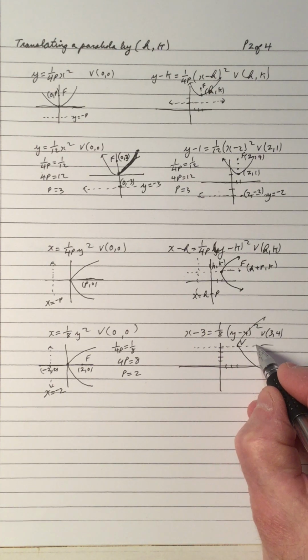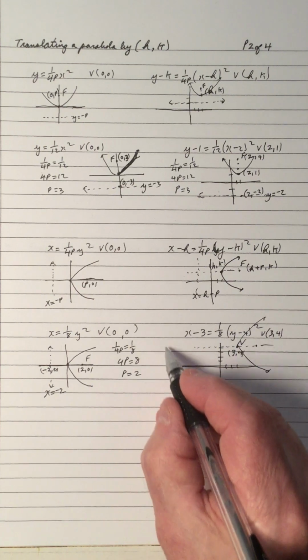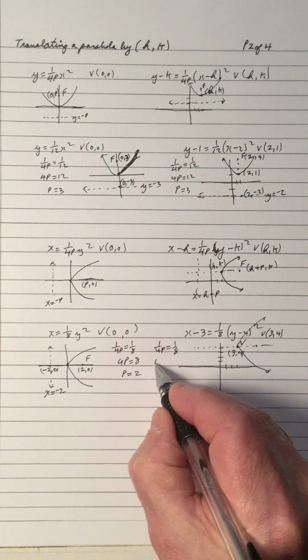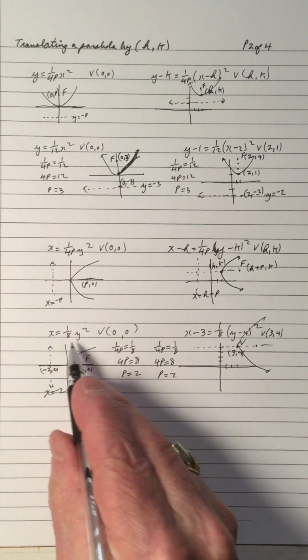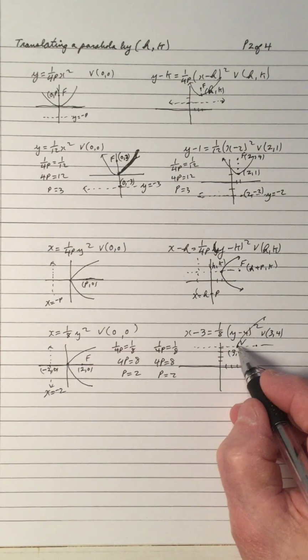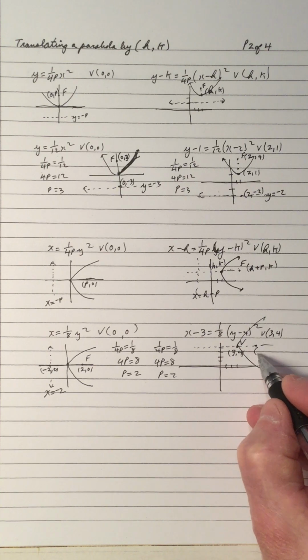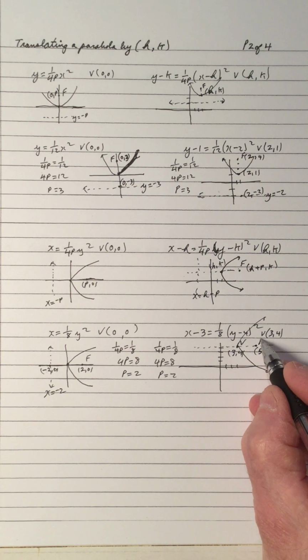And so the focus, this is 3, 4. We still have 1 over 4p is 1/8, 4p is 8, so p is still 2, same as we did here. P is 2, so it moves 2 this way. So this is a 3, and we add on 2, so this is 5, comma 4 for the focus.